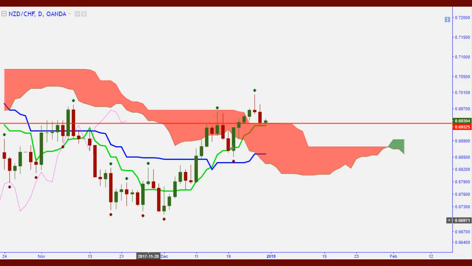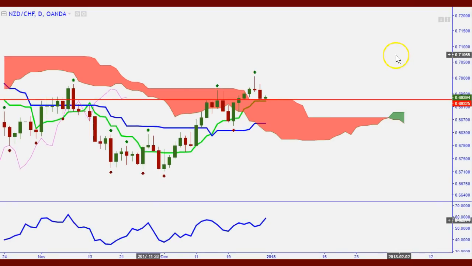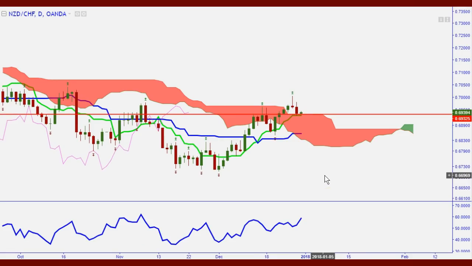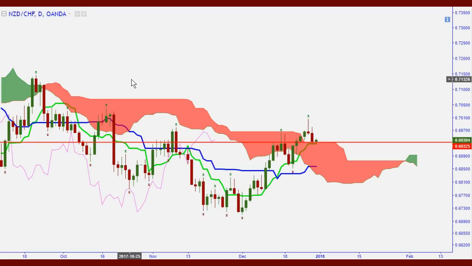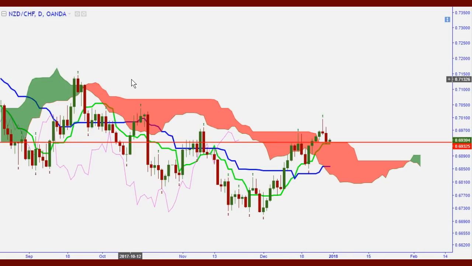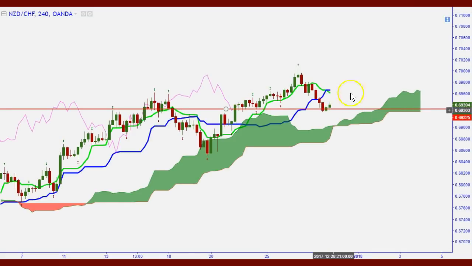All right, so one thing I want to go back and look at is divergence on here. So let's see what we have in this case. And we don't have any divergence. All right, so we're good. So now we're going to go back to the 4-hour time frame real quick. And so that's our trade setup.